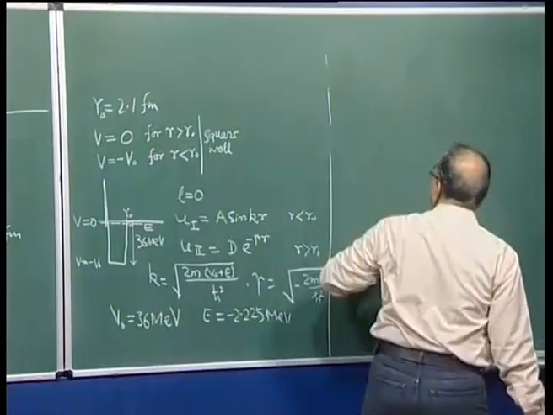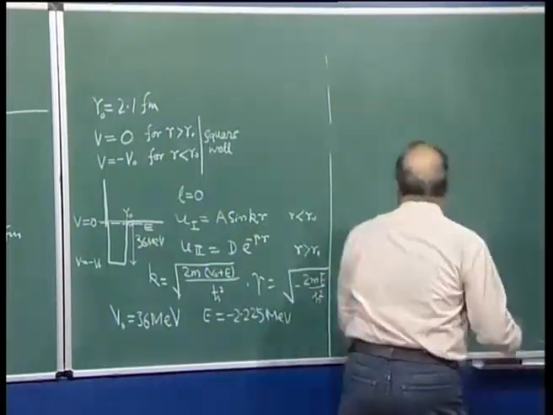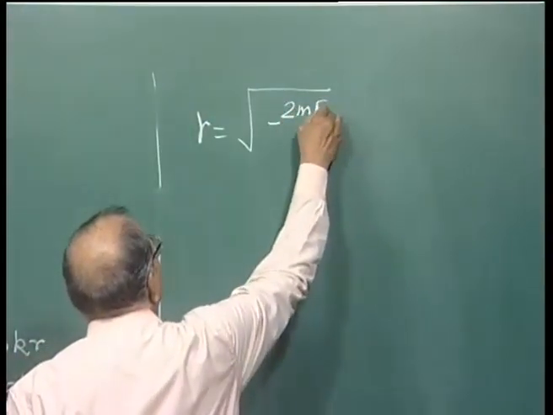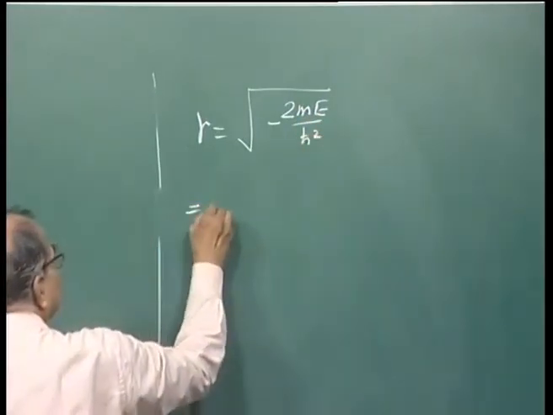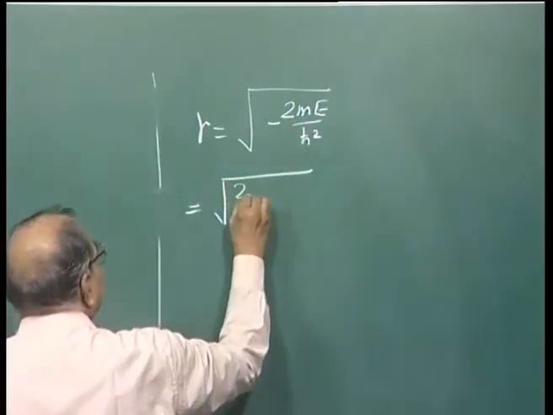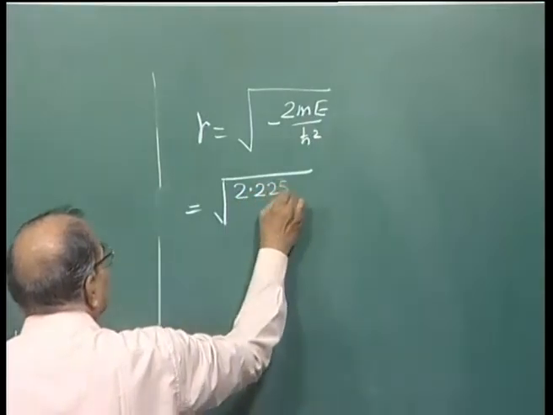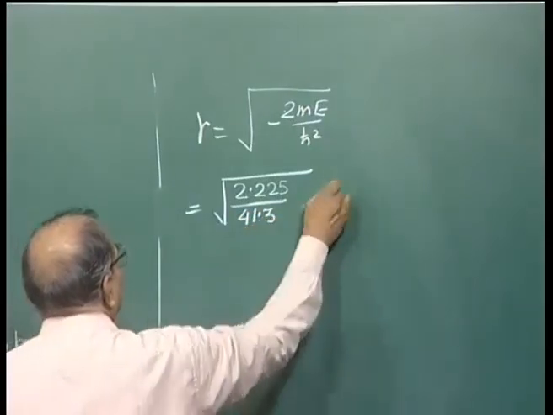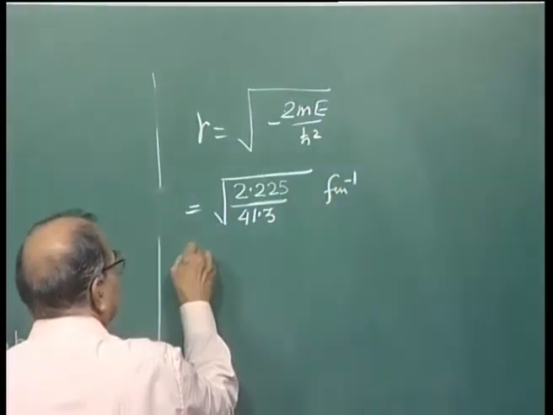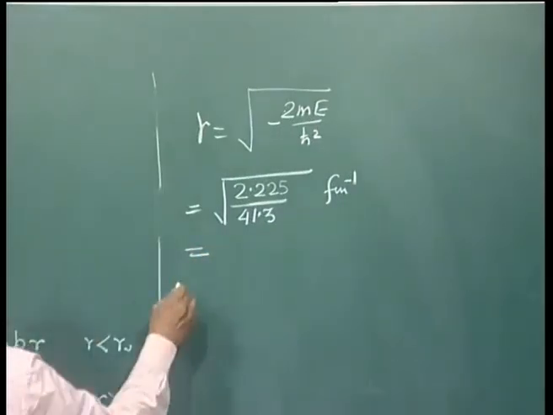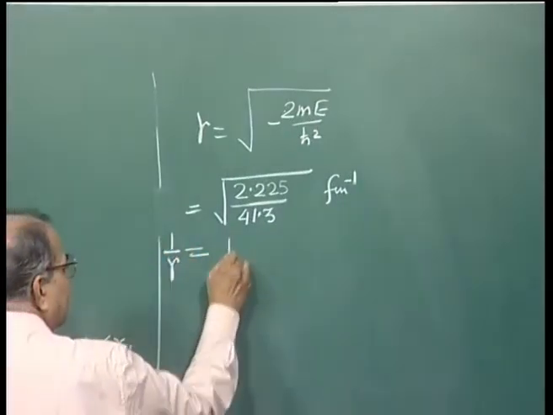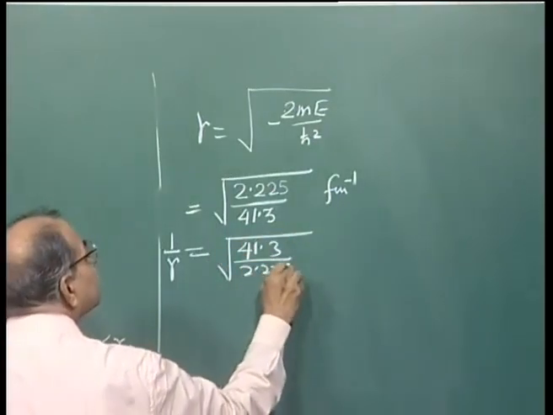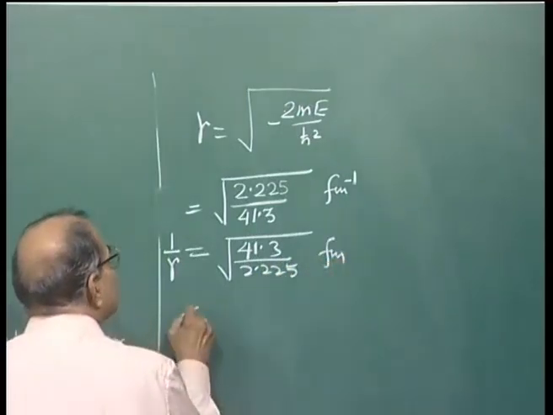So, keep your calculators ready. Gamma is square root of minus 2m E over h cross square, and E is minus 2.225 and divided by h cross square by 2m, which is 41.3, femtometer inverse, or 1 by gamma. Let us do 1 by gamma. 1 by gamma is square root of 41.3 divided by 2.225 femtometer. Tell me what is this?